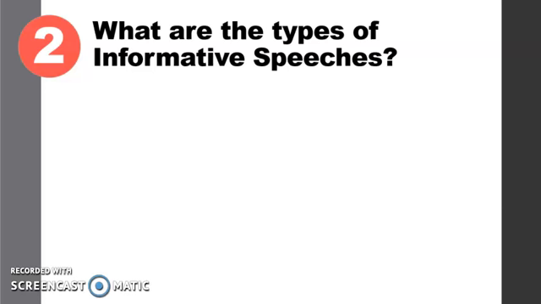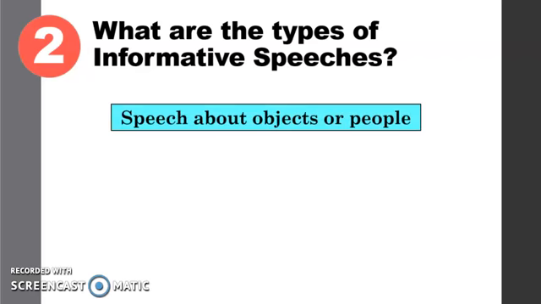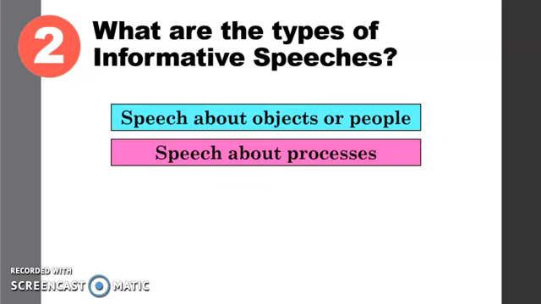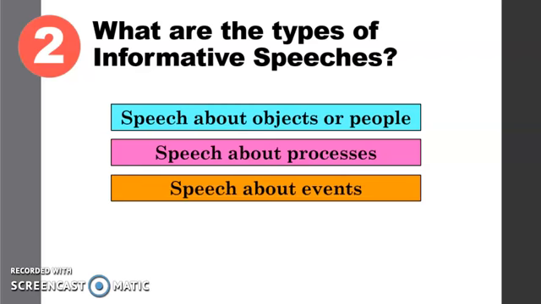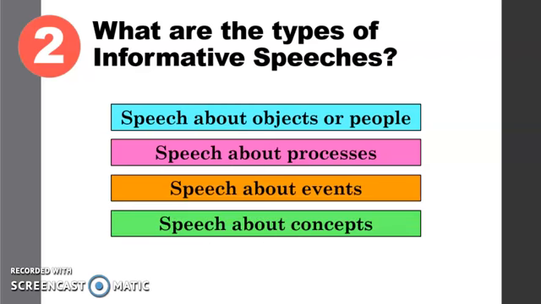Generally, there are 4 types of informative speeches, which vary depending on the topic, and these are speech about objects or people, speech about processes, speech about events, and speech about concepts.